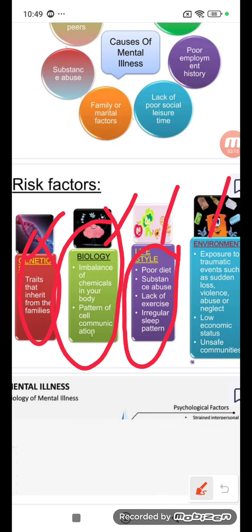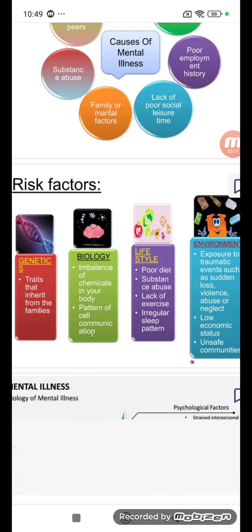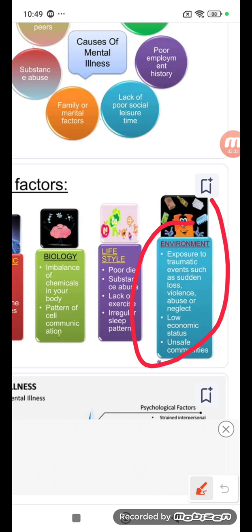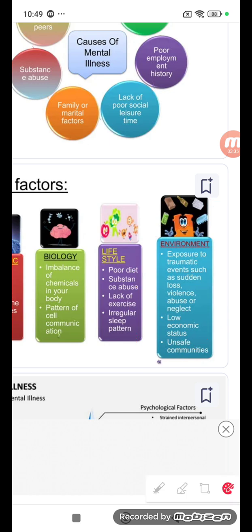One more is environmental factors. A few factors are mentioned. Check them. The first is exposure to sudden loss, violence, abuse, neglect, low economic status, and unsafe communities. These environmental problems also create a mental disturbance in the body.